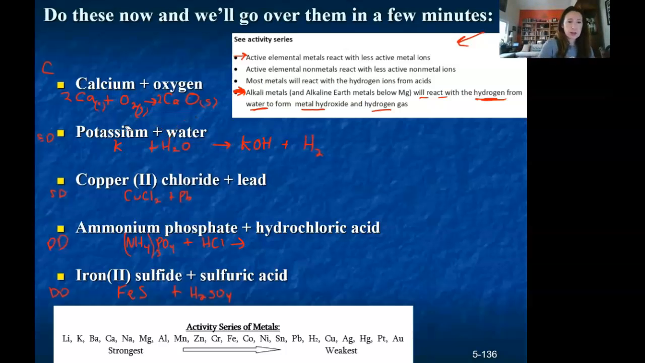Now, let's say you didn't know this was a single displacement. I mean, you could read through all of these and eventually you would find this one. And it explains it perfectly. All right, so then we have to, of course, balance it and then put our states in here. And again, however you want to balance this is totally fine.